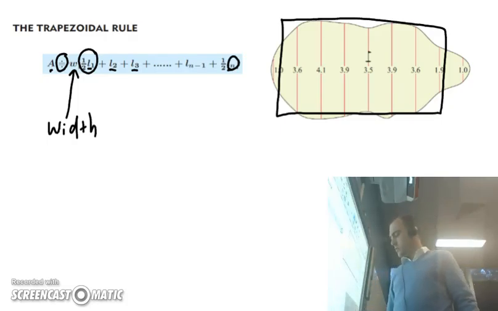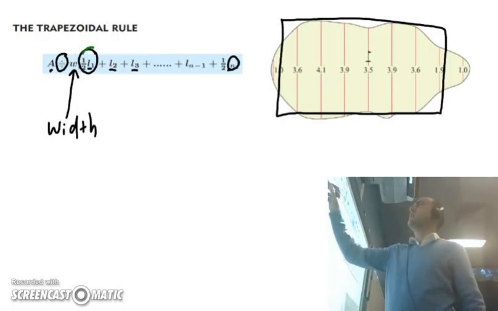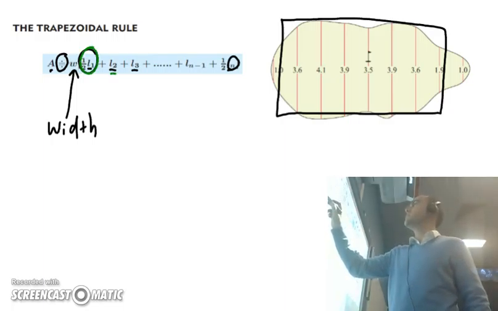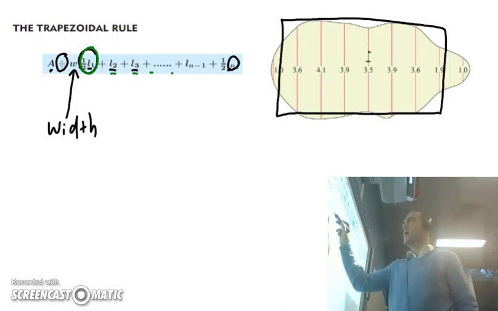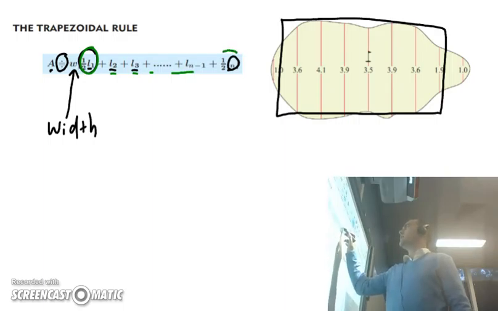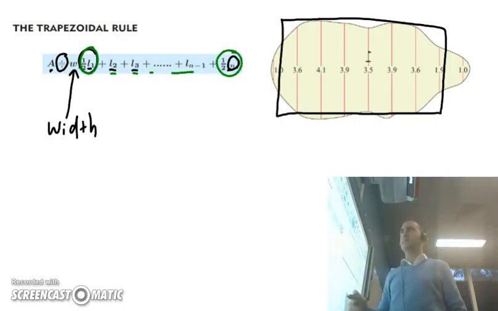So what you need to notice is that you take half of the first, plus the second, plus the third, plus the fourth, plus however many there are, plus half of the last line. Add them together and multiply them by the width. So let's go through an example.